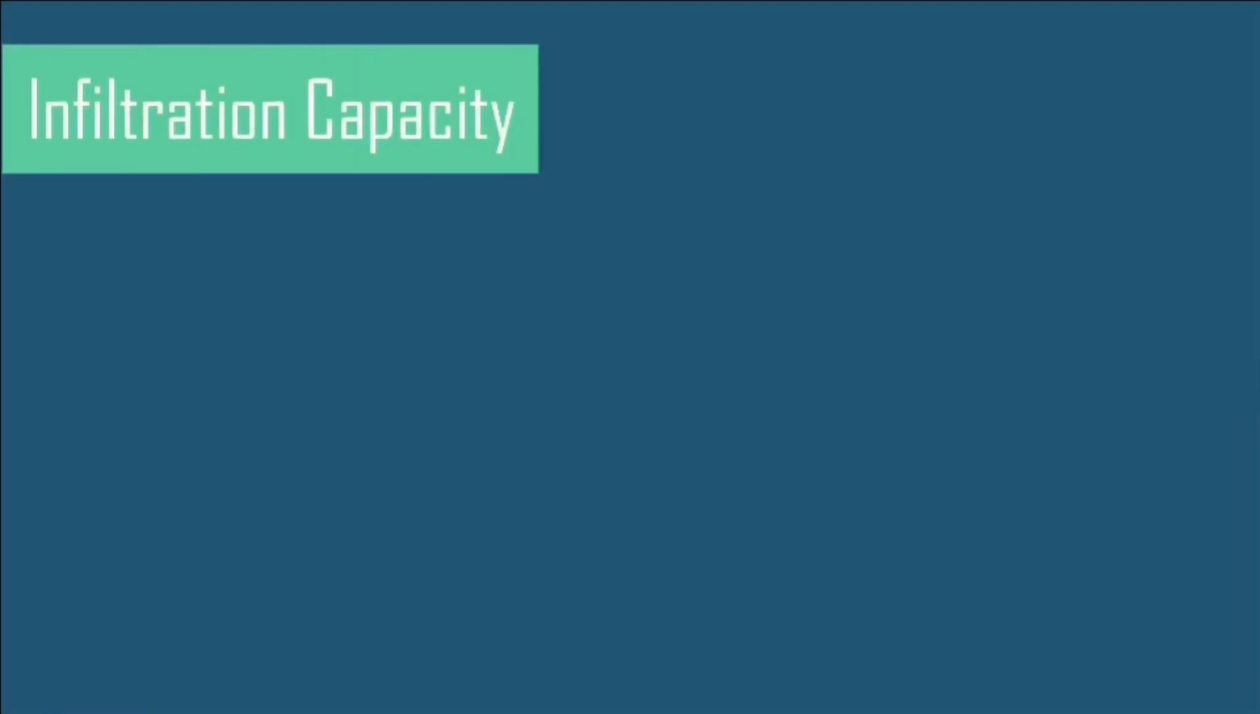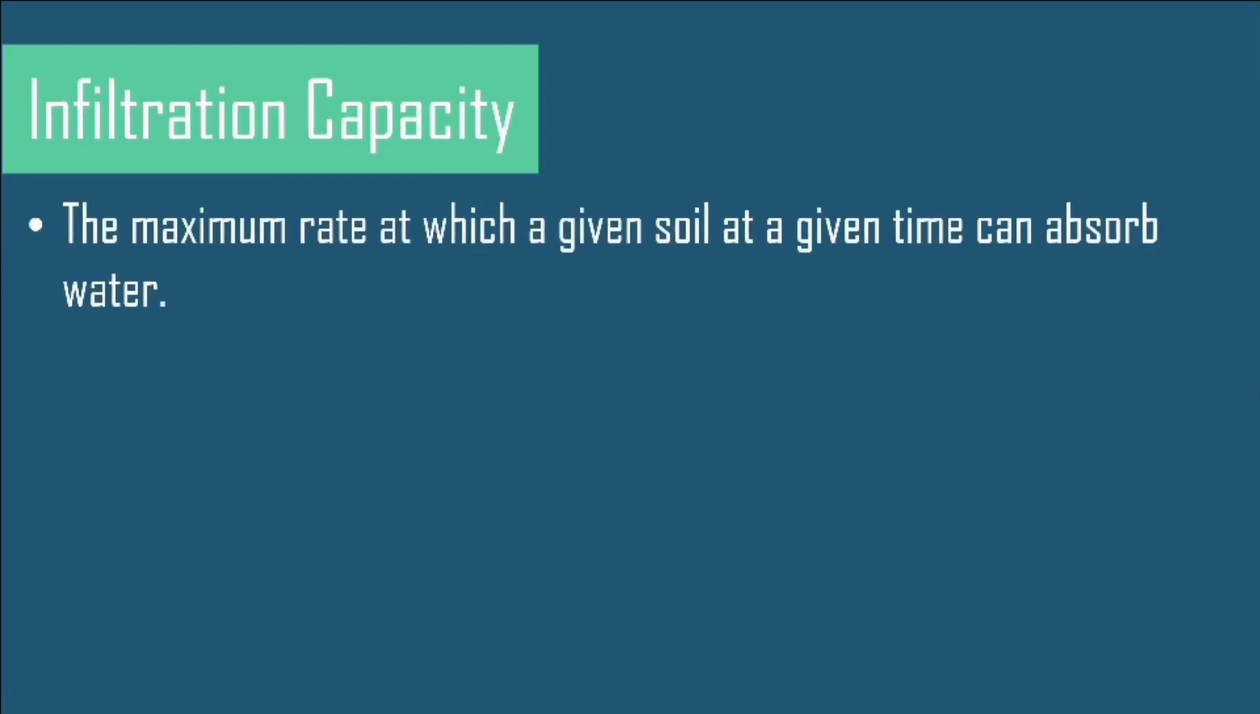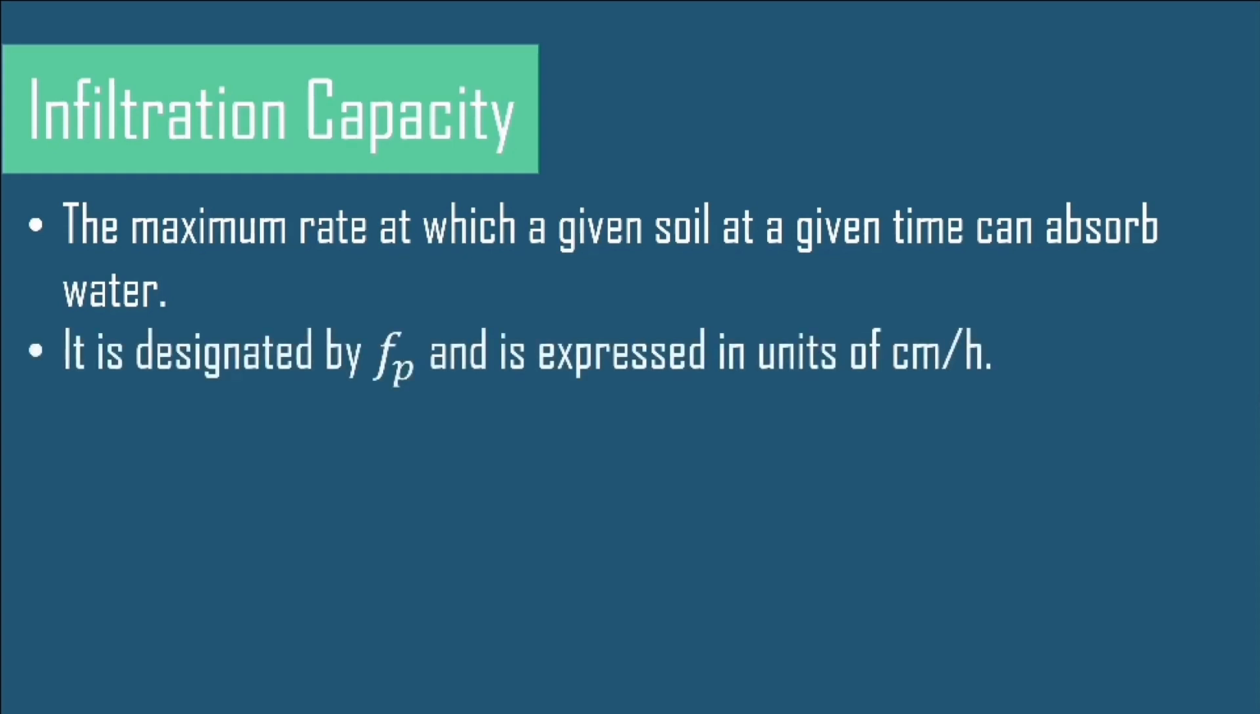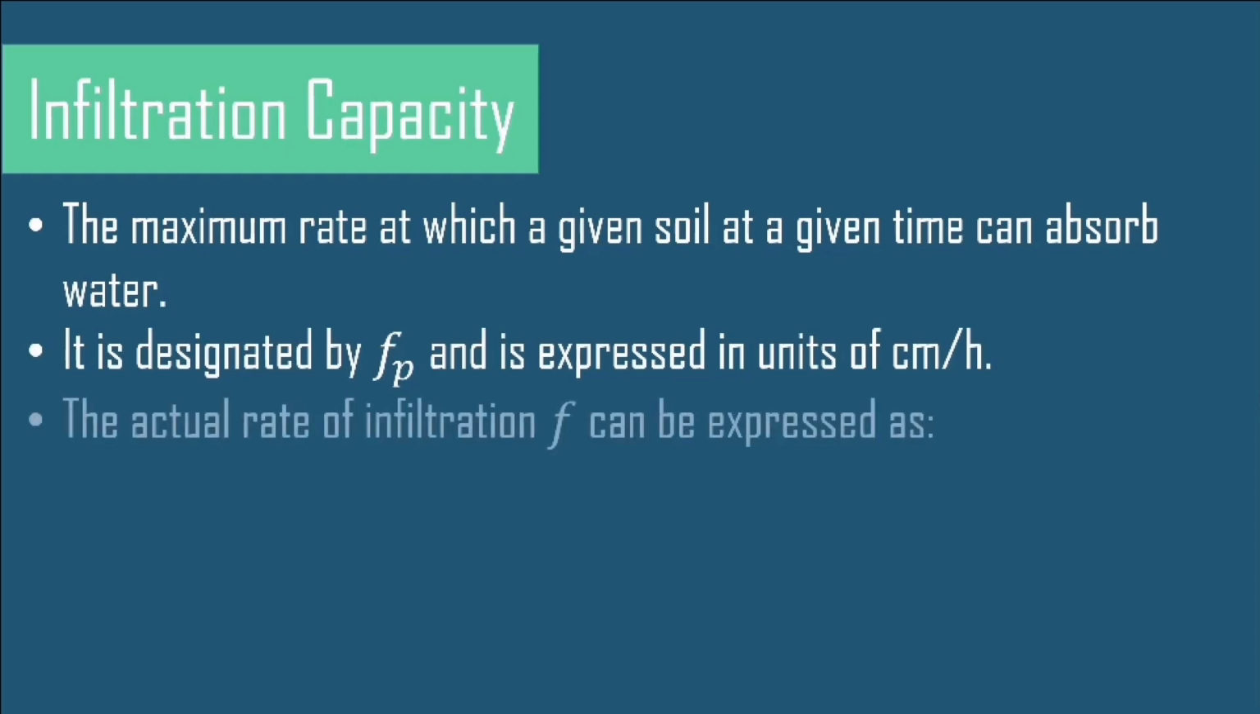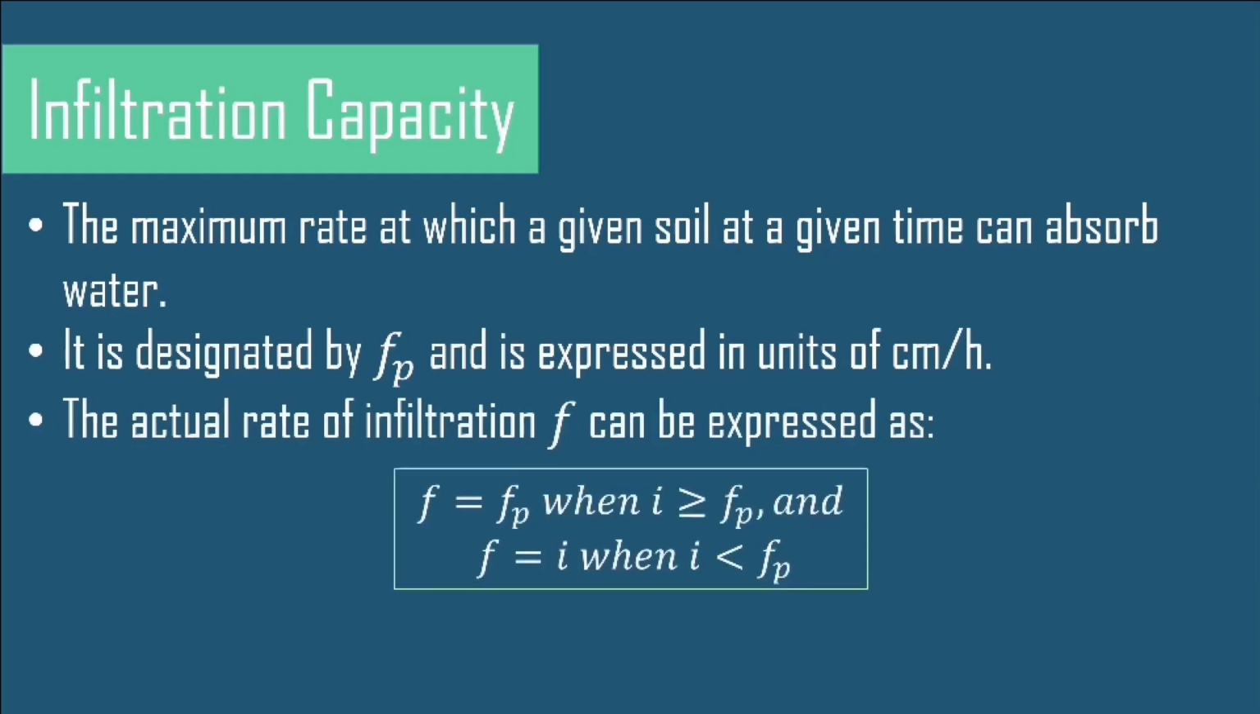Now, let us move on to infiltration capacity. Again, it is the maximum rate at which a given soil at a given time can absorb water. It is designated as f sub p and is expressed in units of cm/h. It is 1 centimeter per hour. The actual rate of infiltration f can be expressed as f equals f sub p when i is greater than or equal to f sub p, and f equals i when i is less than f sub p, where i is the intensity of rainfall.